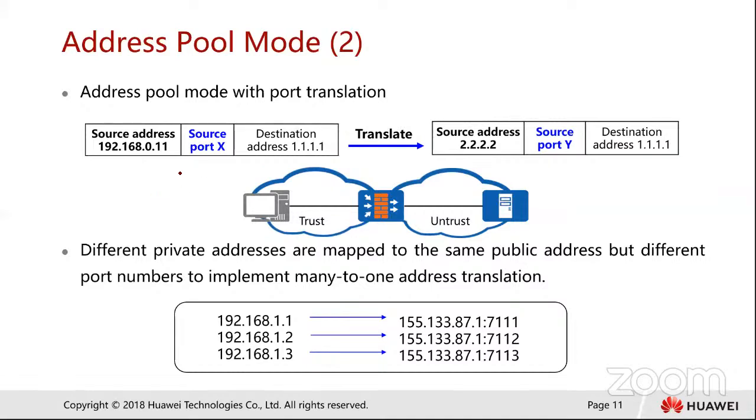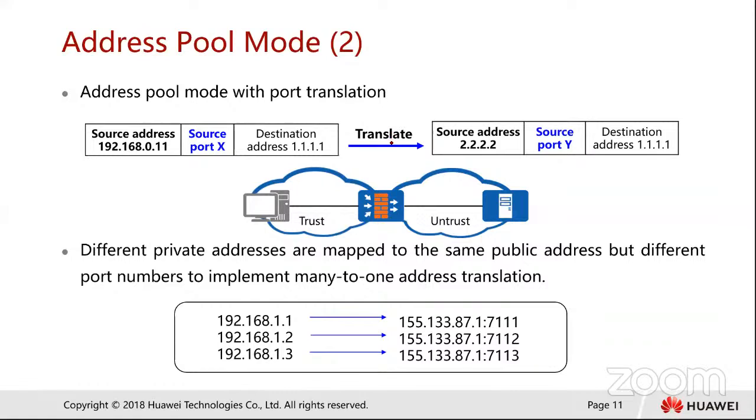So the address pool with port translation is implemented using a NAT address pool that contains either one or more public addresses. The beauty with this is you can even use one public IP address to have your devices communicate with the public network. So we use addresses and port numbers to translate our private addresses, which can share these public IP addresses. They can share one or even more.